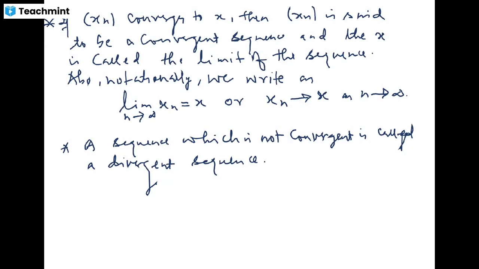So let's try to give an example of a sequence which is convergent, and then we will give another example which is a divergent sequence. Then we will move on to other things where we will talk a little bit more about the limit of a sequence, and then about the relation between the boundedness of a sequence and its convergence. So first, I will consider a simple example.